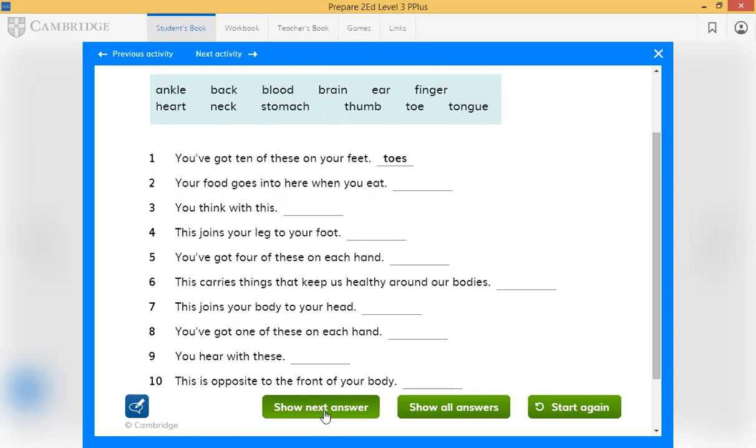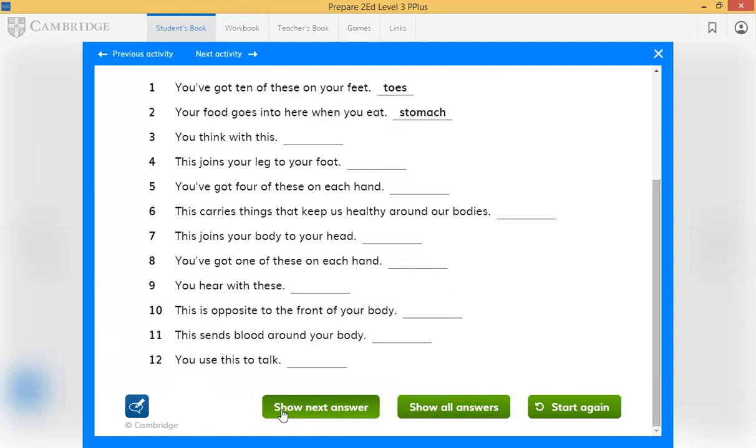Your food goes into here when you eat. What is it? Stomach. Yes, stomach. You think, you memorize with this. Brain. Excellent. These joints connect your leg to your foot. Ankle.